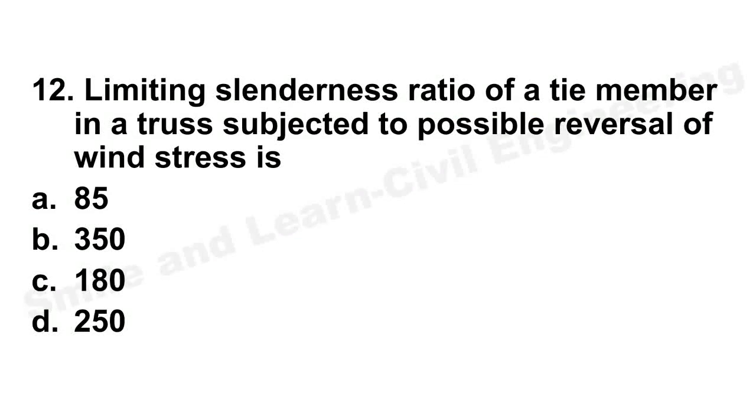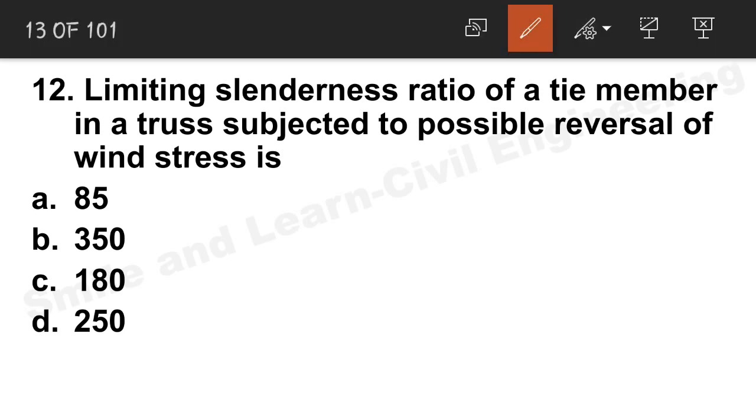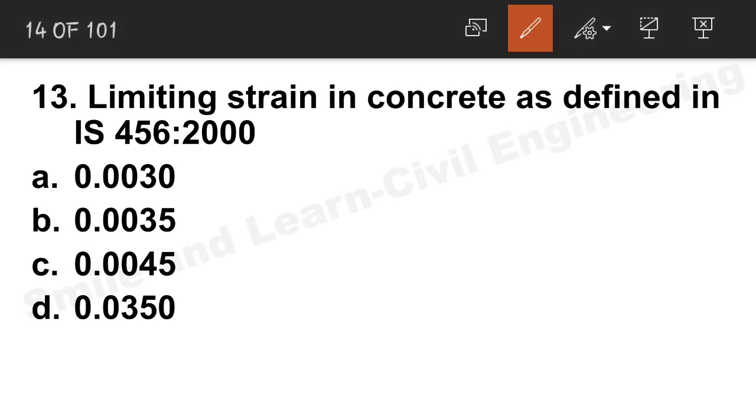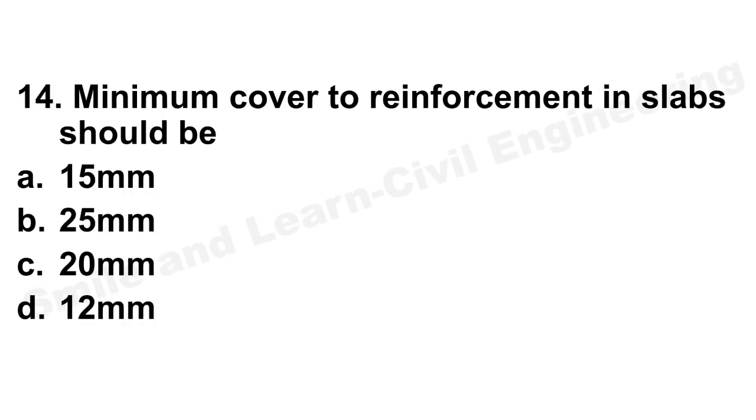Question number 12. Limiting slenderness ratio of a tie member in a truss subjected to possible reversal of wind stress. So in our AE papers, previous year AE papers, we have discussed this question so many times. Okay, so correct answer is 350. Next question, limiting strain in concrete as defined in IS 456-2000. Very common question. Option B is the correct answer, 0.0035.